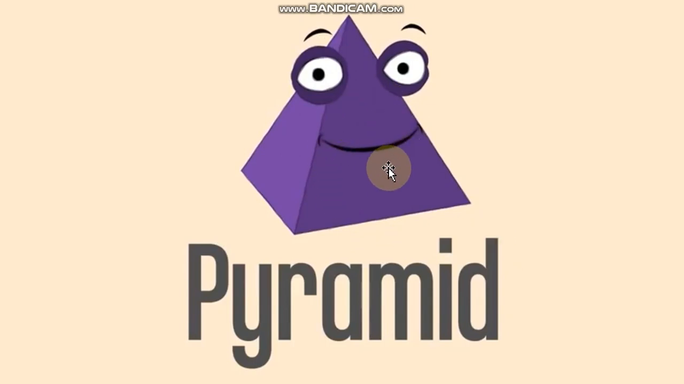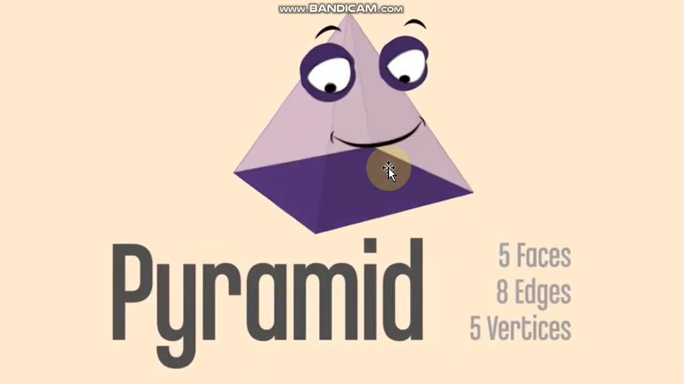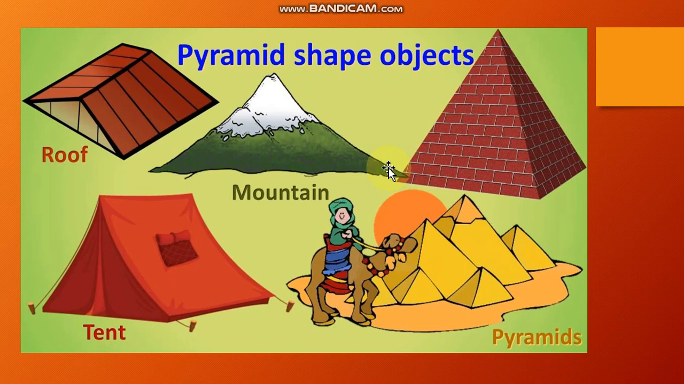This shape is called a pyramid. A pyramid is saying, I have 5 faces, 8 edges and 5 vertices. Pyramid shaped objects are roof, mountain, pyramids and tent.